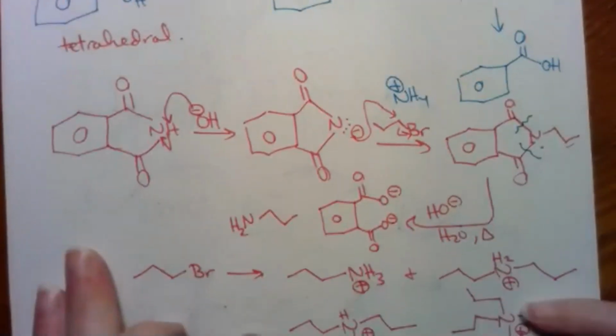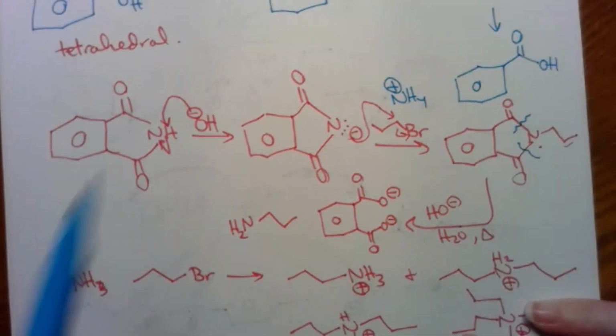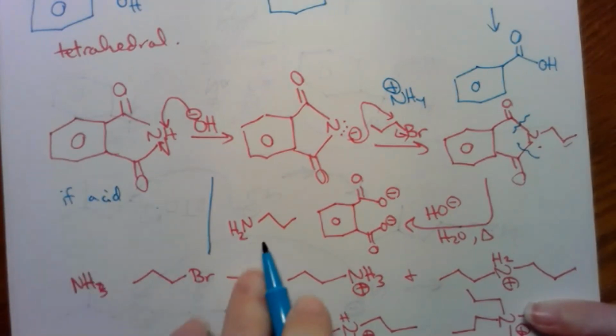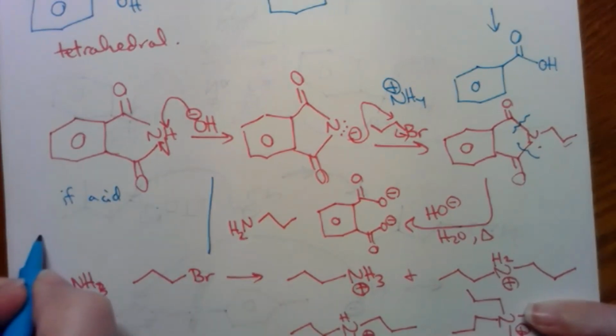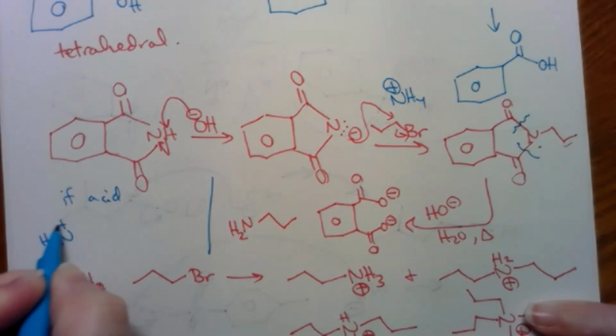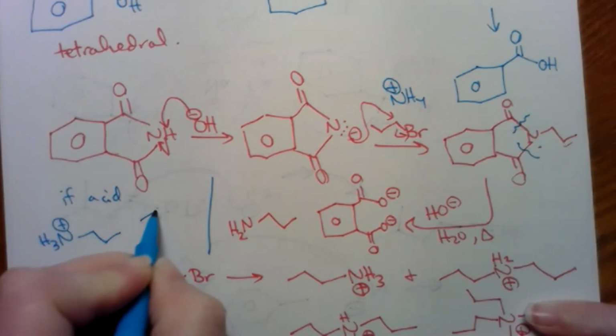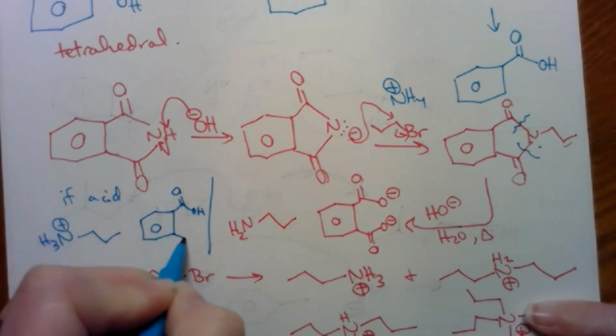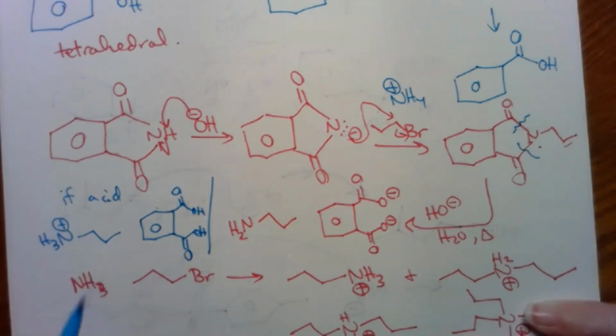How would this be different if we had hydrolyzed in acid? If acid, you better know that that nitrogen is going to be an ammonium. And those carboxylates are going to become carboxylic acids. Acids and bases will kick your butt this time if you let them. Don't let them. That's all for now. Peace out, yo.